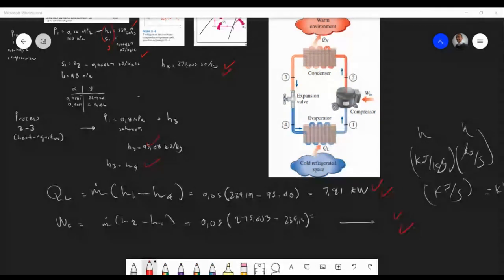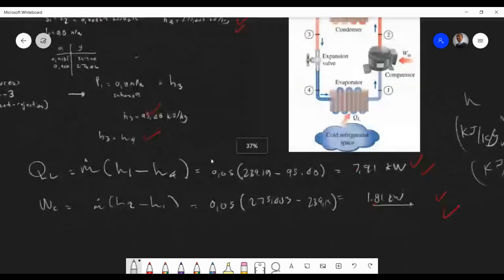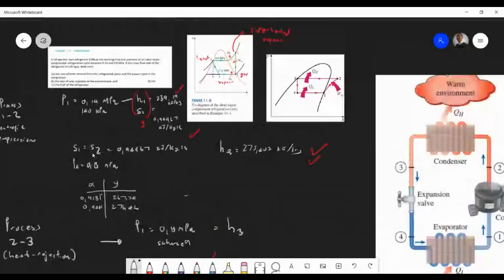So what is that? You're always going to find a compressor. 1.81 kilojoules per second. Is that your compressor? Yeah, it's correct. Yeah, 1.81 kilowatts. 1.81 kilowatts. Okay, so we've actually managed to solve A.